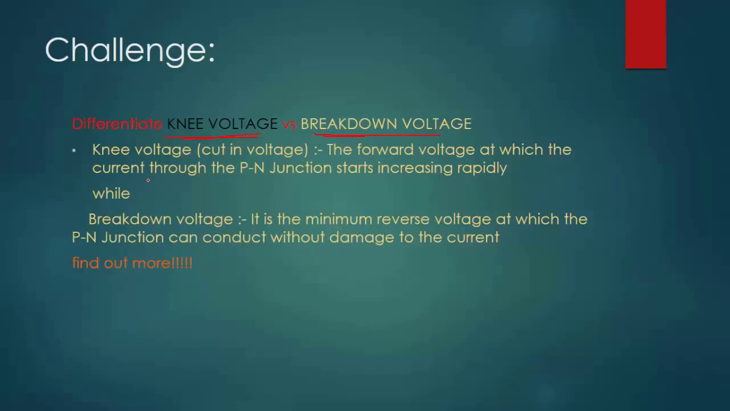Although I have given a summary here, knee voltage is the forward voltage at which the current through the p-n junction starts increasing rapidly. Okay, that is knee voltage. Breakdown voltage is the minimum reverse voltage at which the p-n junction can conduct without damage to the junction. So I'm encouraging you or asking you to go and find out more about the differences between the two. Okay, go and read extensively about what knee voltage is and what breakdown voltage is.